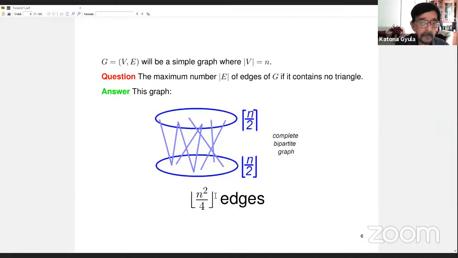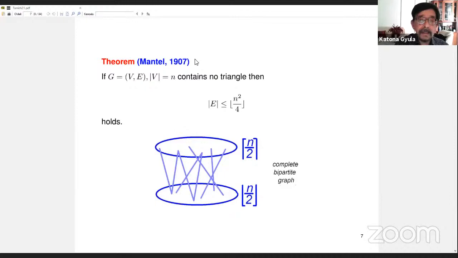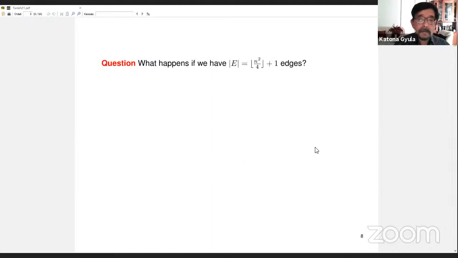And this was proved by Mantel to be the best. So if the number of vertices is n, and G contains no triangle, then the number of edges cannot exceed this number. So this is the best. This theorem is more than 100 years old.